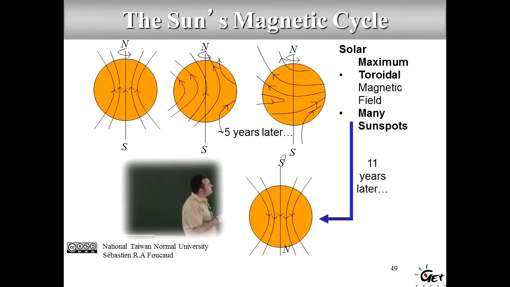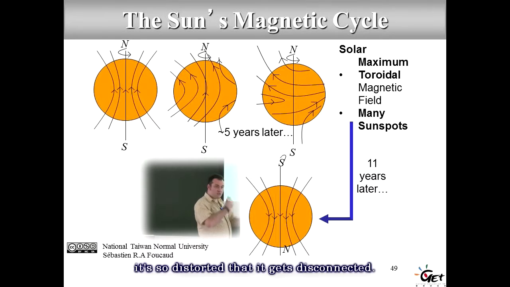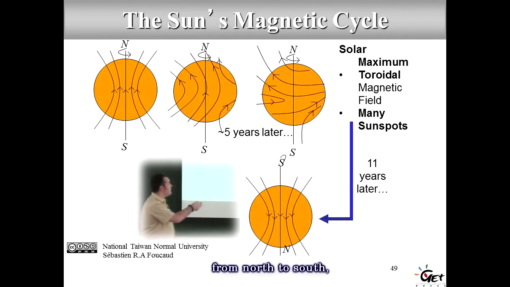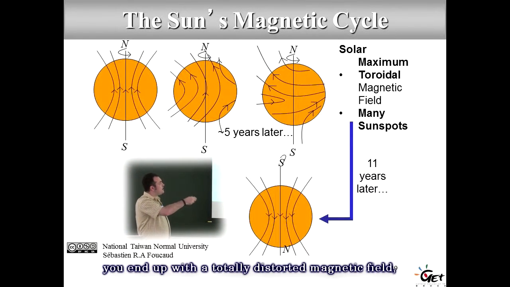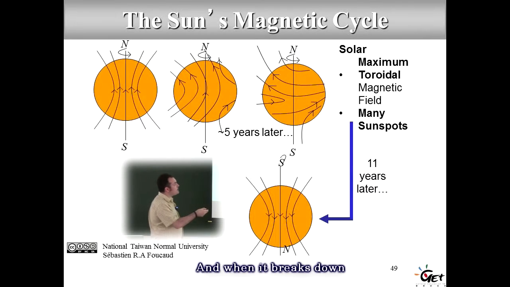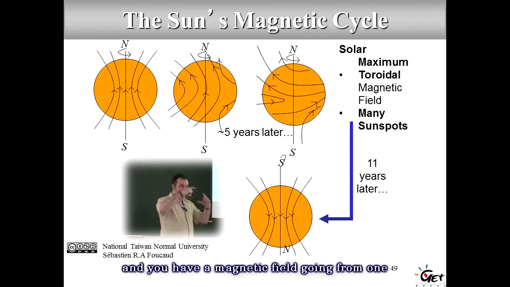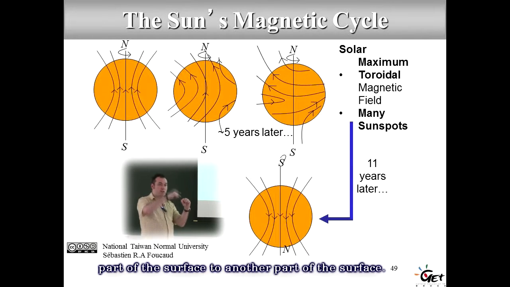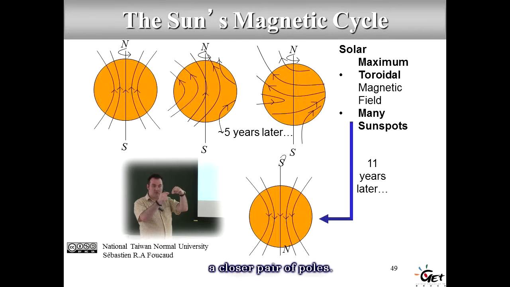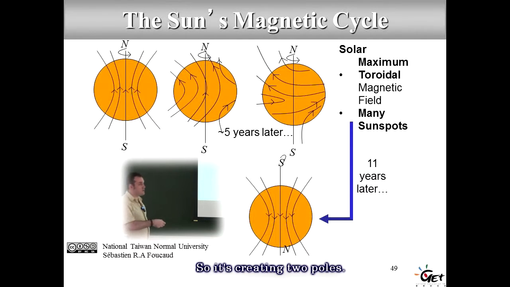And eventually, it's so distorted that it gets disconnected. It breaks down. Instead of having one magnetic field going from north to south, you end up with a totally distorted magnetic field, and at some point it just breaks down. And when it breaks down, it's forming a pair of sunspots. That means you have a magnetic field going from one part of the surface to another part of the surface. Instead of going from north to south, it's going to a closer pair of poles. So it's creating two poles.